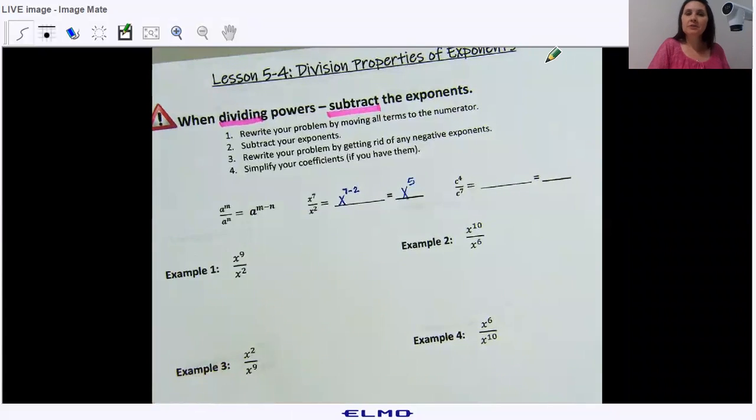Hello everyone, welcome to our lesson 5-4 notes. And today what we're going to be discussing is how to divide with powers.